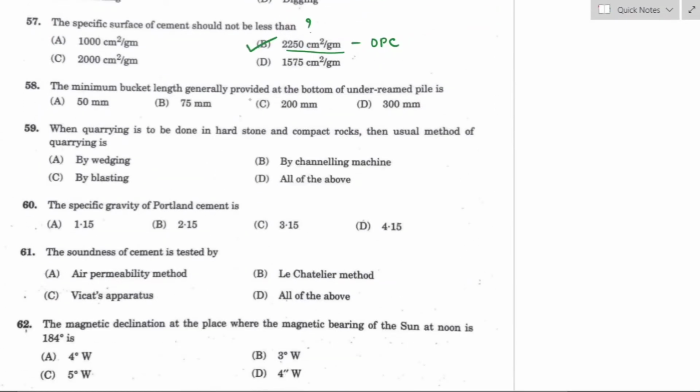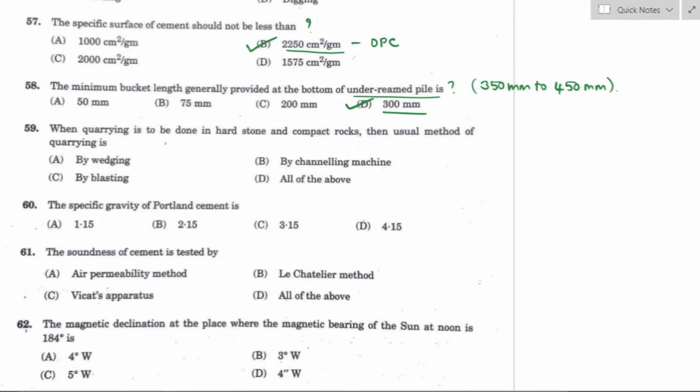The minimum bucket length generally provided at the bottom of under-reamed pile is usually in the range of 350 mm to 450 mm, but it is commonly adopted as 300 mm. Option D is the right answer.